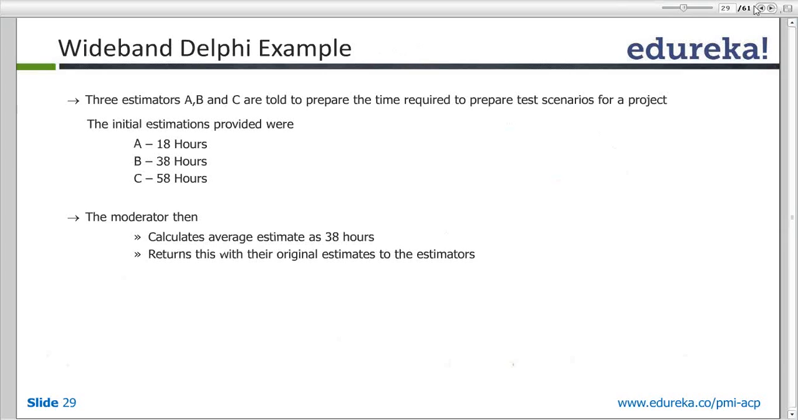Similarly, this is an example where the average was taken. Let's take a quick look at a question. Wideband Delphi is a repeatable process that can be used to generate an estimate, to create a story, for implementation purpose, and to motivate the team. To generate an estimate.